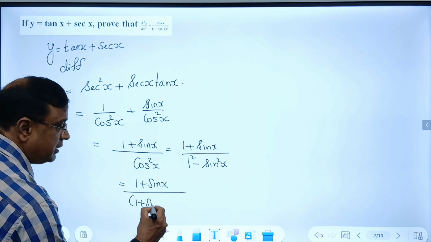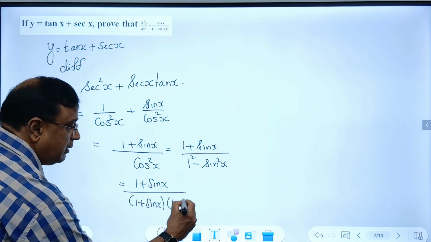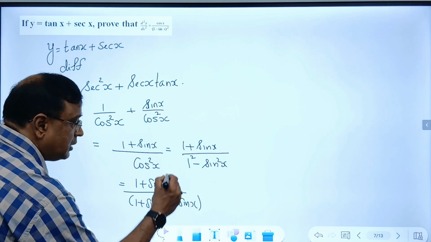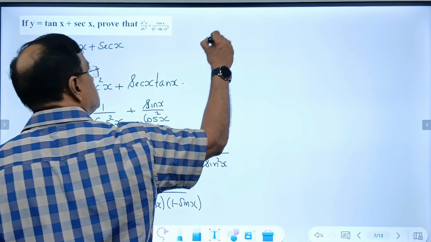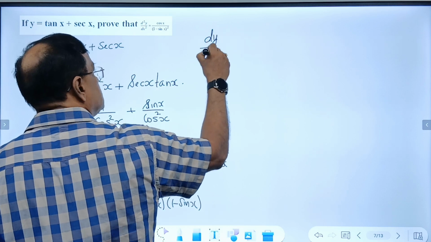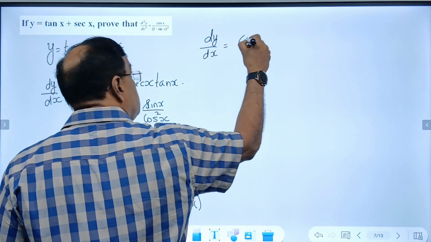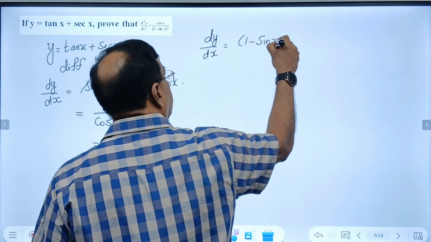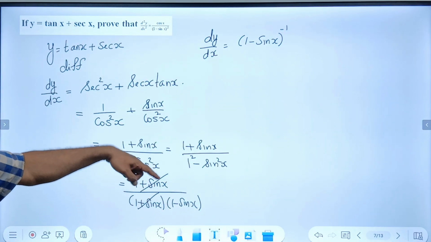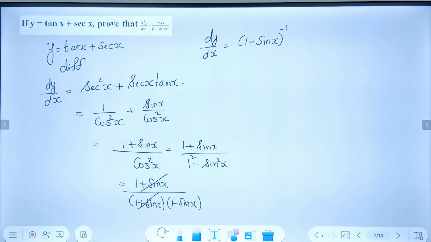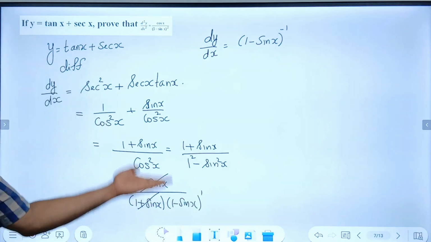So it is (a plus b) into (a minus b). Clearly these two get cancelled. So what is my dy by dx? My dy by dx is (1 minus sin x) the whole power minus 1. I take this up, because this is power 1. I take it to the numerator.